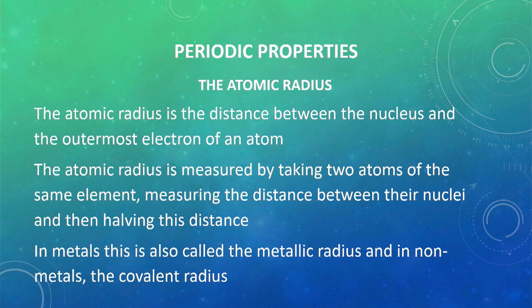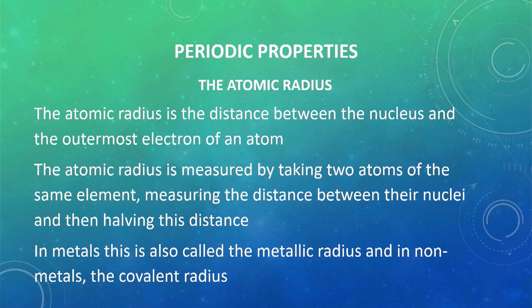Atomic radius is the distance between the nucleus and the outermost electron of an atom. The distance between an atom and its nucleus is what? Atomic radius. Size. That's another name. If this is the structure of an atom, this is the nucleus, the distance between here and here is what?